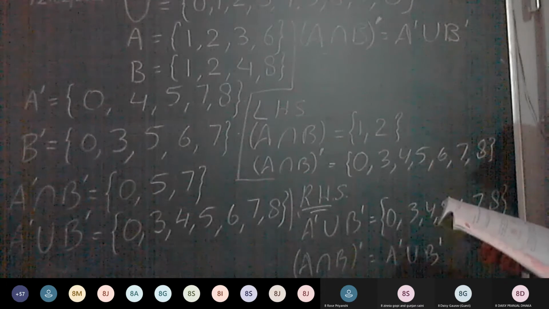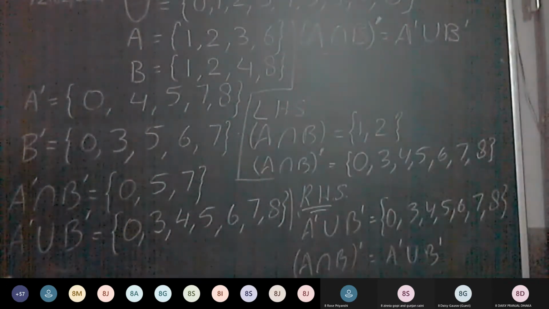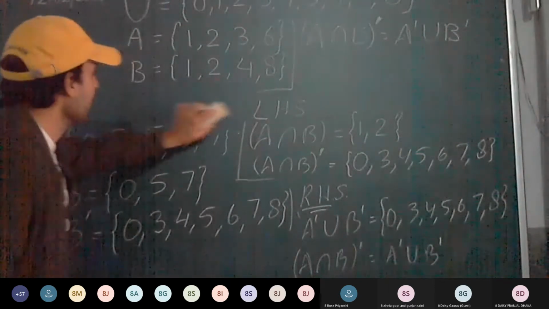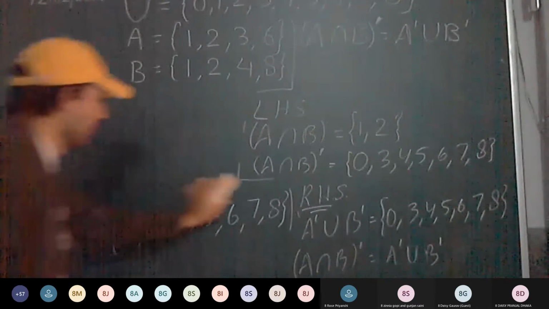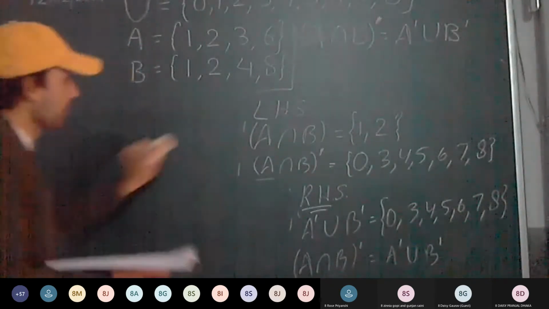Now we do the associative law. Okay. Now we won't require these, so I'm rubbing these. We won't require them.